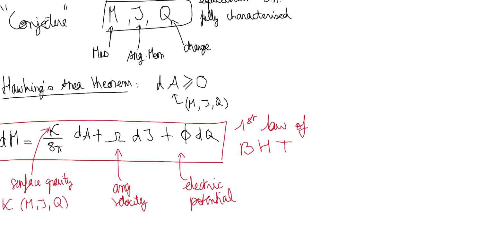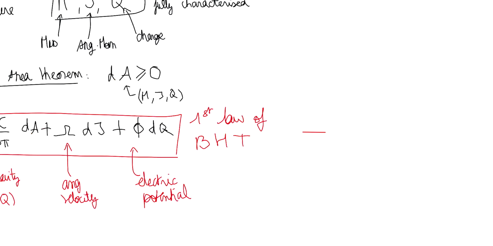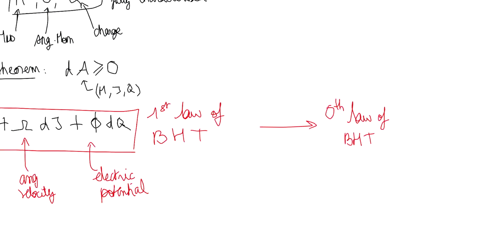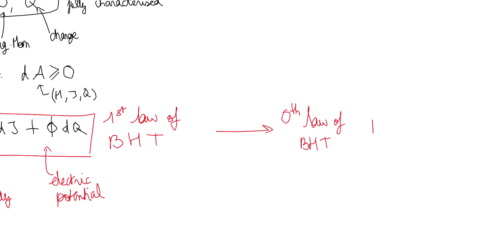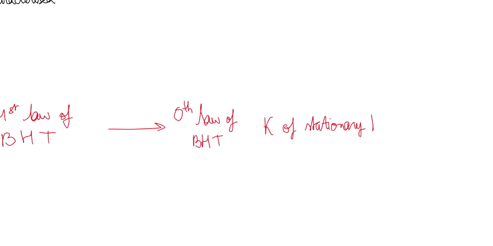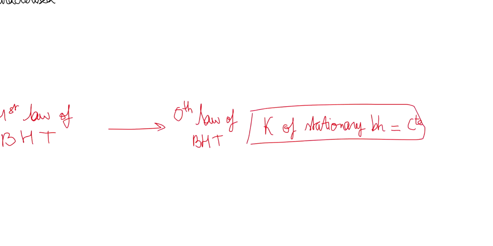And we could see the zeroth law of black hole thermodynamics, which says that the surface gravity of a stationary black hole is constant. So kappa of a stationary black hole must be constant. This is the zeroth law of black hole thermodynamics. And then we can write the first law of black hole thermodynamics.